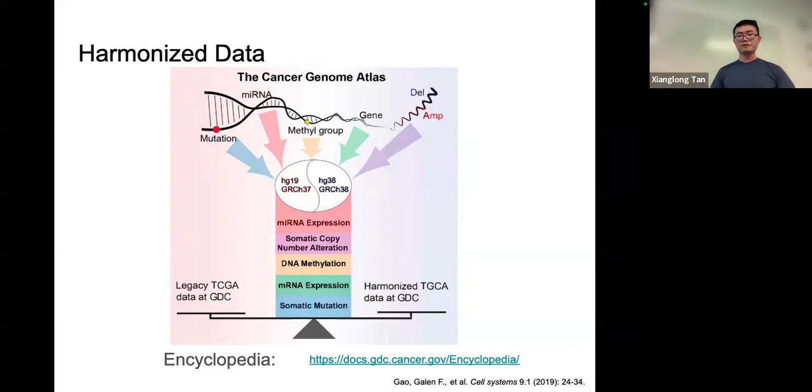But after the year 2019, with the newer version of the reference genome HG38 becoming more popular, they remapped all of their sequencing files to this new version of the reference genome with a new normalized standard. Afterwards, those batches of data are called harmonized data, which I strongly recommend you use for your research.